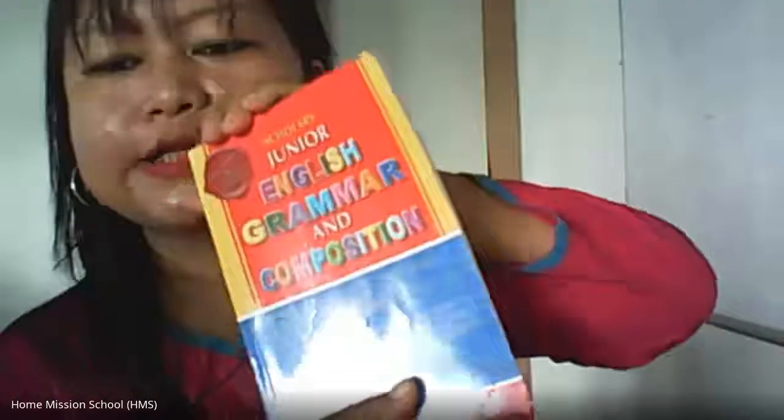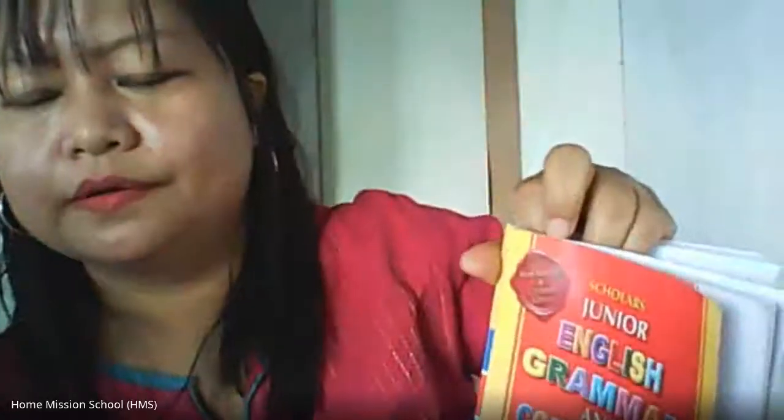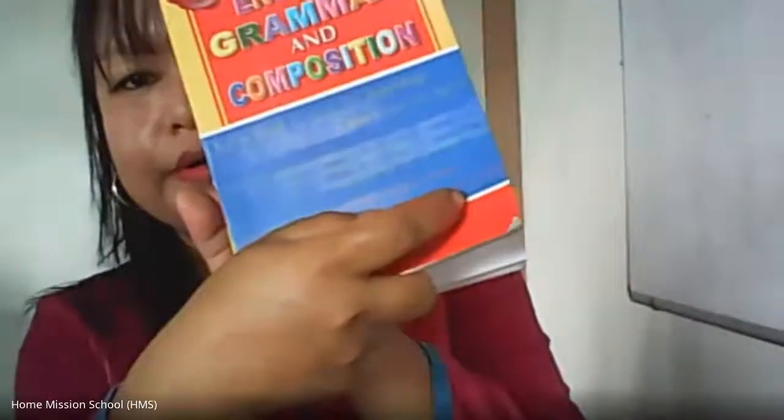All right. Let me just go through this. All right. This is the textbook that we are using. All right, I'm just going through the chat here. We are using Scholars Junior English Grammar and Composition. Okay, this textbook.